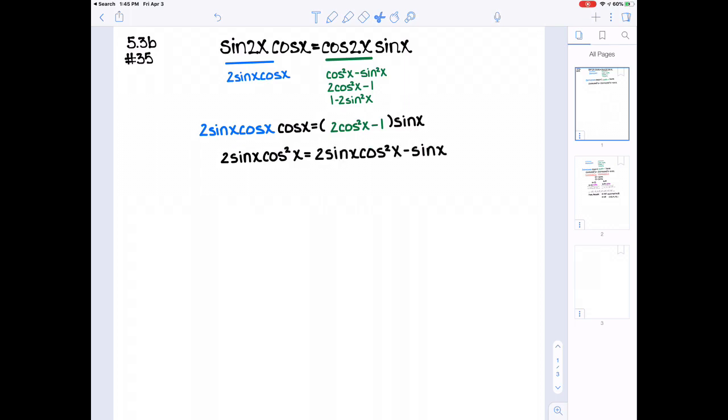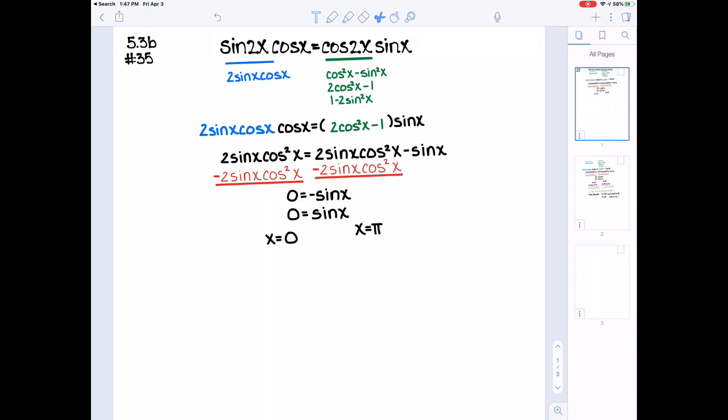Next, I will move all the terms to the same side. When I subtract 2 sine x cosine squared x, those terms drop out of both sides. The only thing remaining is negative sine x. I would like a positive coefficient, so I divide both sides by negative 1. To solve 0 equals sine x, go to the unit circle and find the angle measures where the y-coordinate is equal to 0.